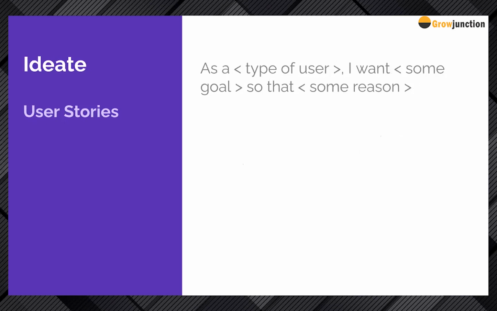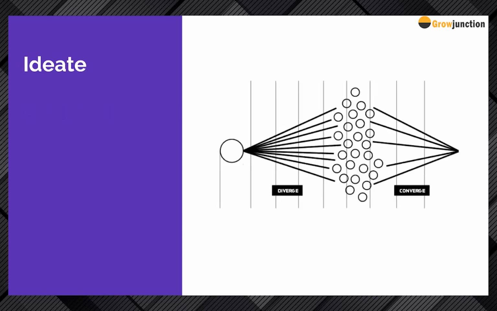Now let's come to the ideate part, where we start thinking of what are the things which the customer wants and how to solve them for the customer. An ideal way to do it is to write the user stories throughout the customer journey, throughout the experience mapping which we had done. So as a type of user, it is a general template here: as a type of user, I want to achieve some goal so that I can do something.